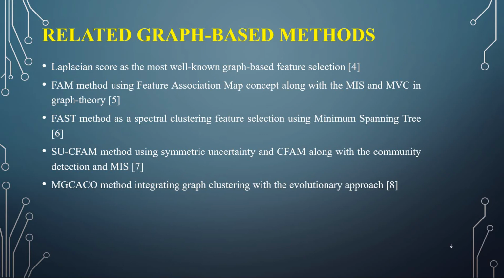CFAM uses symmetrical uncertainty measure to create a class feature association map, or CFAM, and then applies community detection and maximal independence set, or MIS, to extract important features. In some cases, they have used an evolutionary approach to extract features from communities. For example, in MGCACO, ant colony optimization is used for selecting important features.